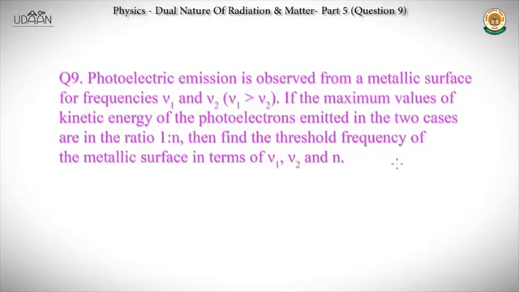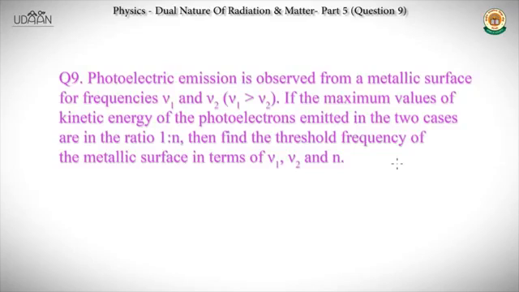Right, so the 9th question says, photoelectric emission is observed from a metallic surface for frequencies nu1 and nu2, where nu1 is greater than nu2. If the maximum values of the kinetic energy of the photoelectrons emitted in the two cases are in the ratio 1:n, then find the threshold frequency of the metallic surface in terms of nu1, nu2, and n.